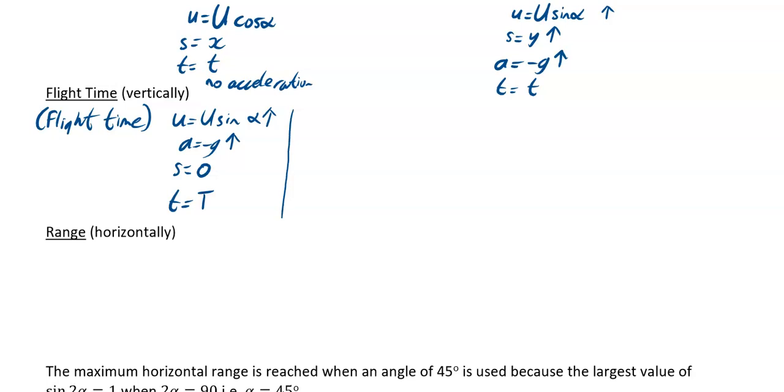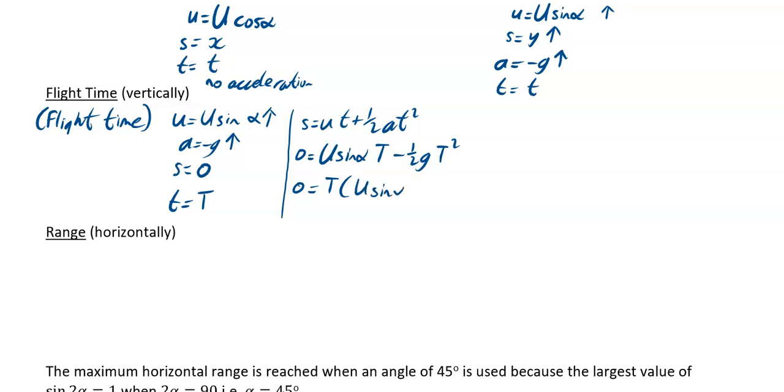So what we're going to use here is S equals ut plus a half a t squared, where I'm using lowercase, you use lowercase, and the same for uppercase. So in this case, 0 is equal to big U sine alpha times big T, and then that's going to be minus a half times g times big T squared. So we can factorize out a capital T here, and you're going to have T times (U sine alpha minus a half g T).